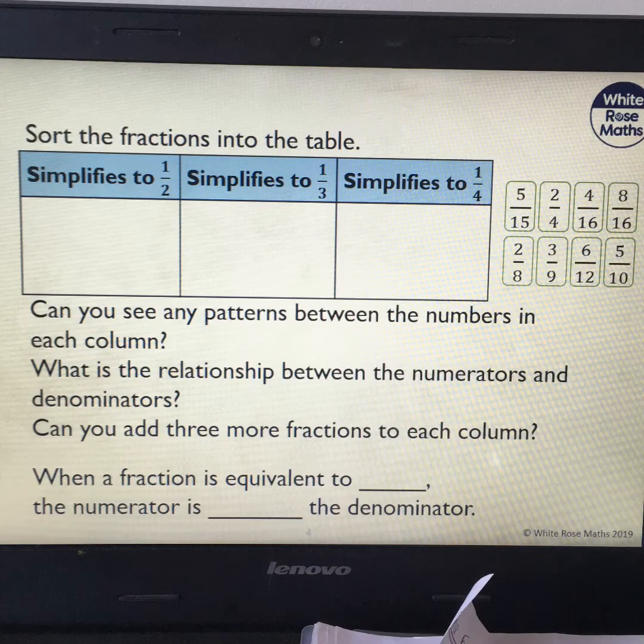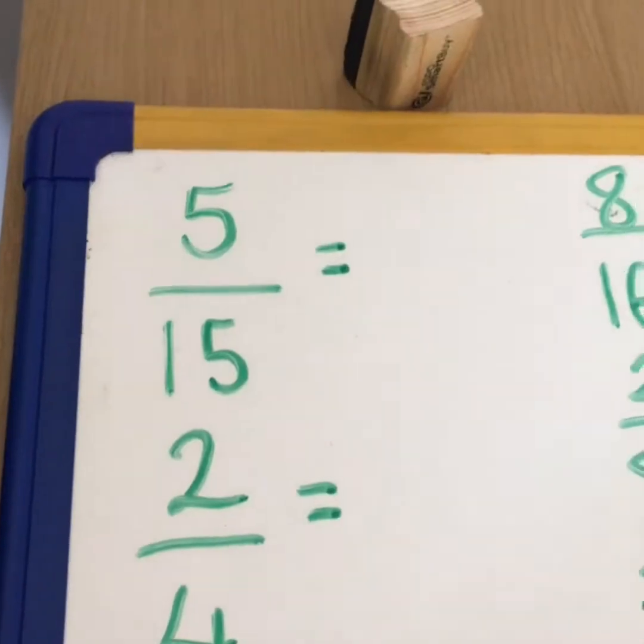Okay, I now want you to have a go at the first part of this question. So it's asking you to sort the fractions on the right hand side into the table. So which ones simplify to a half, which ones simplify to a third, and which ones simplify to a quarter. And when you've done that, there's a few questions underneath for you to have a go at. Have a go, pause the video, and then we'll go through the answers in a moment.